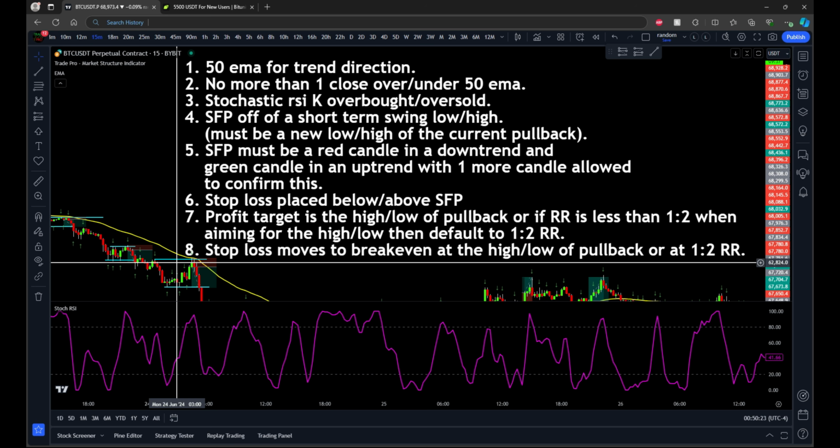This one is going to be combining trend direction with resets into overbought or oversold on stochastic K, and swing failure patterns, often off an untapped short-term swing high or low. So we're going to get into all of those rules.